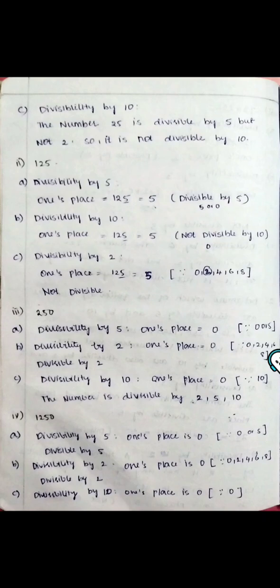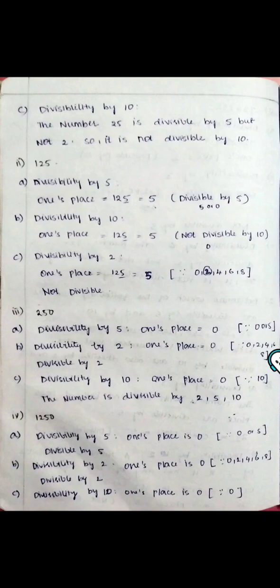The next number is 125. As we now know the divisibility rules by 5, 10 and 2: for 5, what is the rule? In the ones place it should be 0 or 5. For 125 it is 5, so it is divisible by 5. Divisibility by 10: in the ones place it should be 0. It is not 0, so it is not divisible by 10. Divisibility by 2: the ones place is not 0, 2, 4, 6 or 8, so it is not divisible by 2.